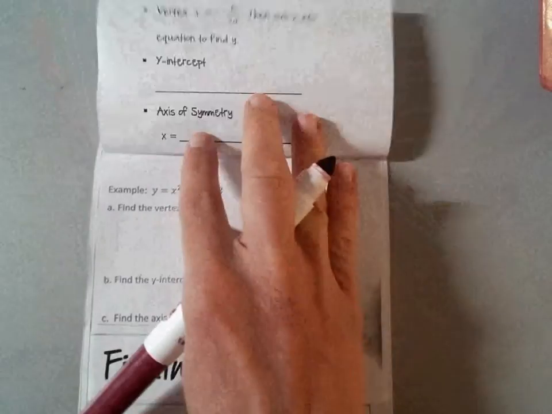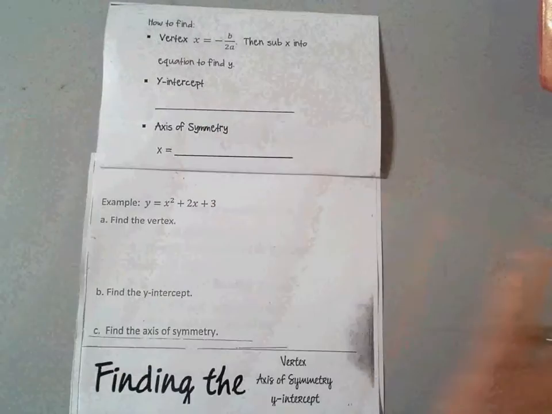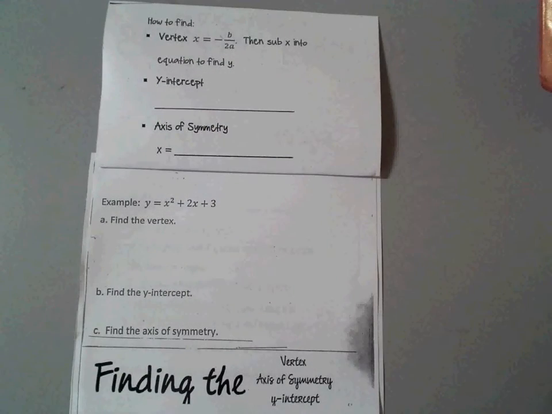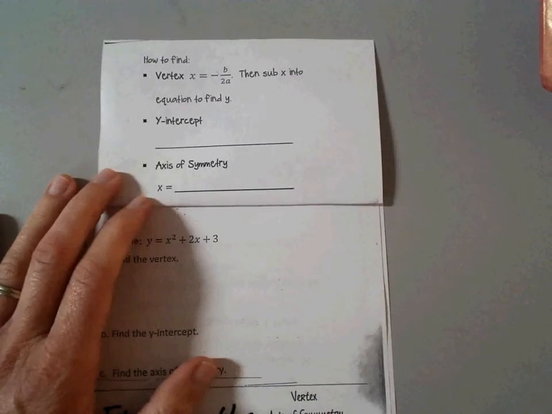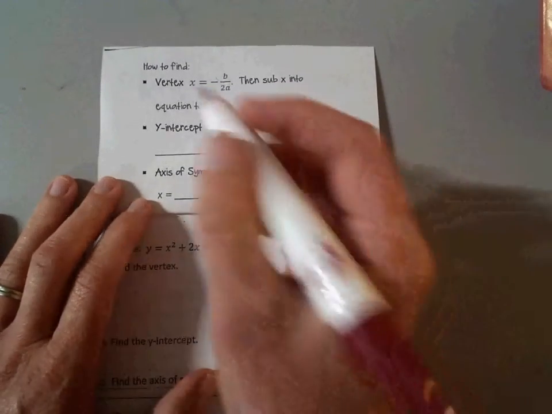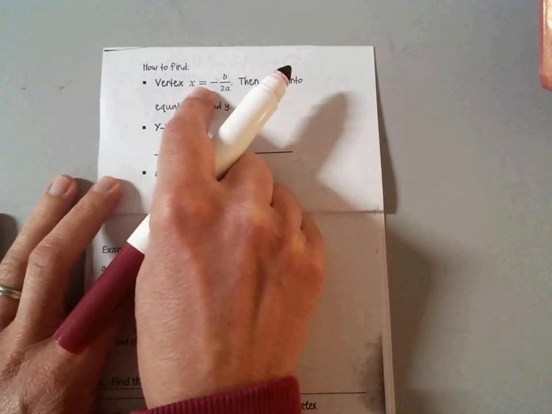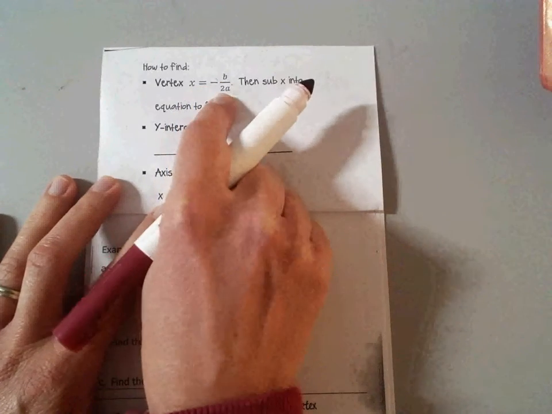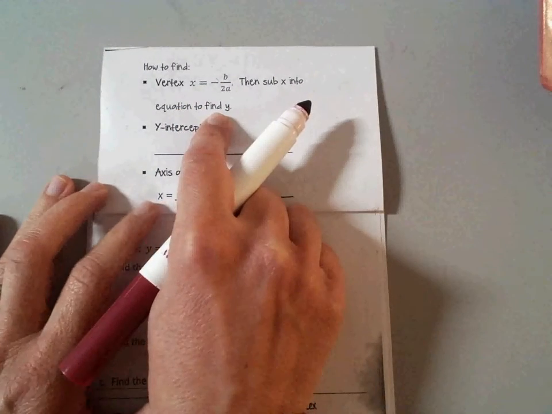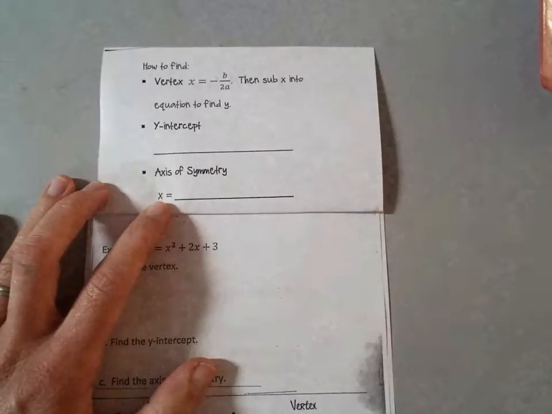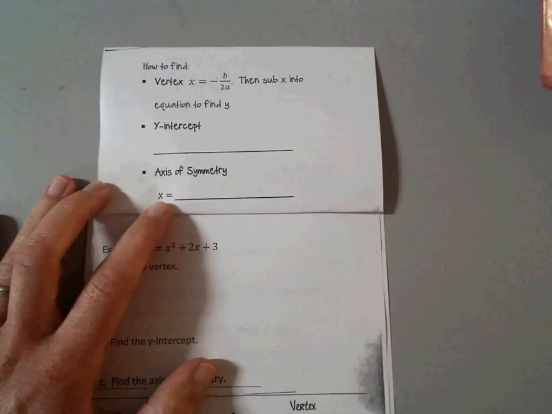So open this up, and at the top is like your guide. So if you want to find the vertex, then you're going to do x equals, the x of the vertex is equal to opposite of b over 2a. Then you sub your x into your equation to find y. The y-intercept is going to be the c value.